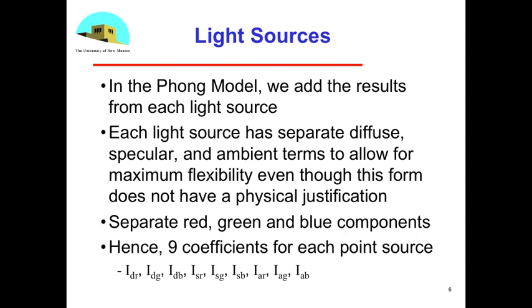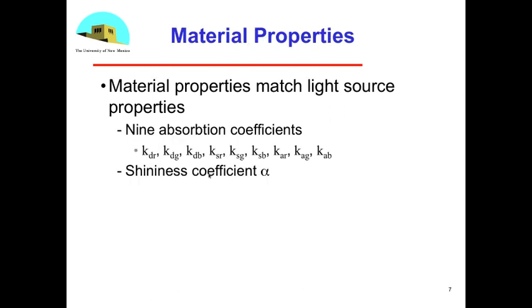Okay, now what about the material properties? For every incoming component, for each of red, green, and blue, and each of specular, diffuse, and ambient, there's going to be a corresponding reflection coefficient, which tells you how much of the light of that component is absorbed by that material. So there's going to be 9 material constants. We'll call them Ks. So KDR is for the diffuse red component, KDG is for the diffuse green component, and so on for the others.